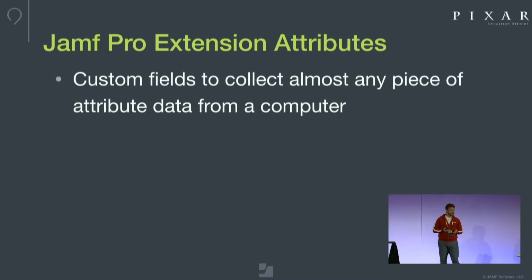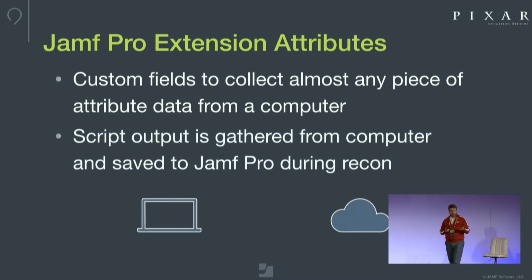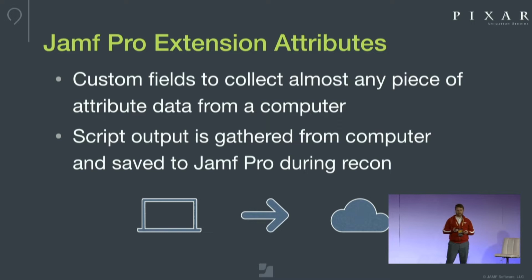So, extension attributes. As we all know, macOS extension attributes in Jamf are custom fields to collect almost any piece of attribute data from a computer. I think that's verbatim from documentation, or at least really close to it. So that's pretty straightforward. And they can be populated in several ways. We can manually enter data in the Jamf UI. We could have a drop-down menu or pipe some data in or map it to LDAP attributes. But for today, we're focusing on the output of scripts for our extension attributes. And so script output, in this case, is gathered from the computer and saved to Jamf Pro during the computer's recon.